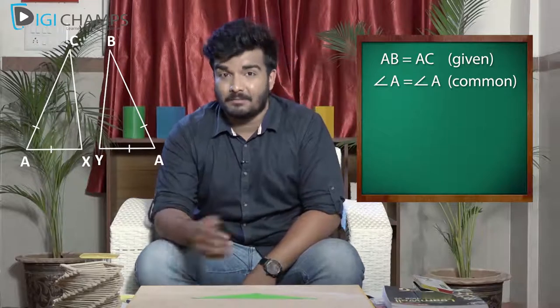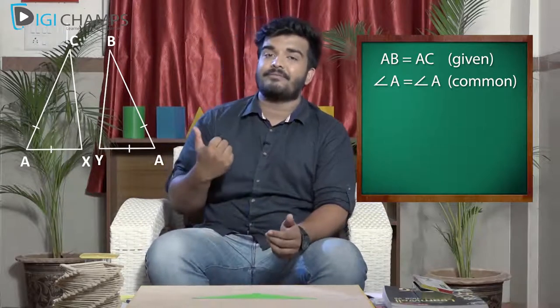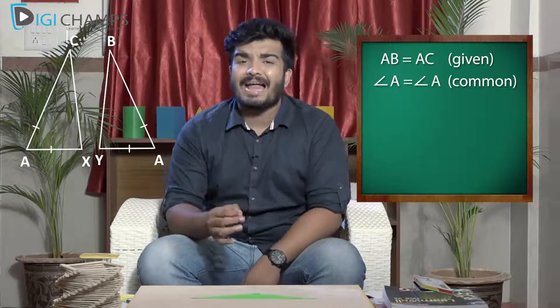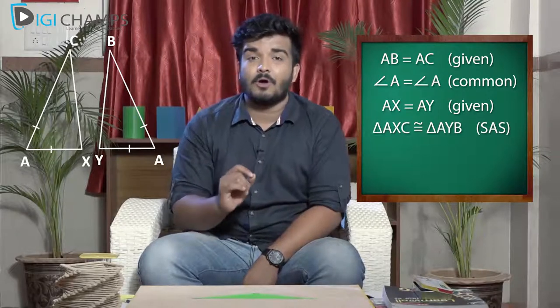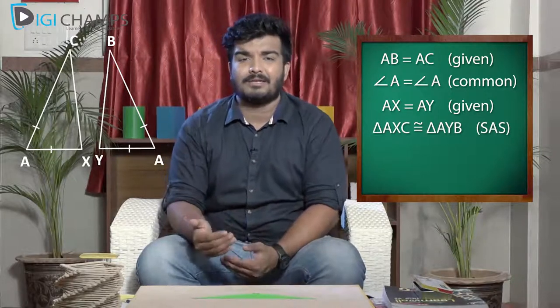Here in both the triangles, if you see, we have actually got AB is equal to AC. Angle A is equal to angle A because that's a common angle. Look at this diagram for reference also. And we also have AX is equal to AY. So here we've got a SAS congruency criterion. So by that criterion, we have got triangle AXC congruent to triangle AYB.